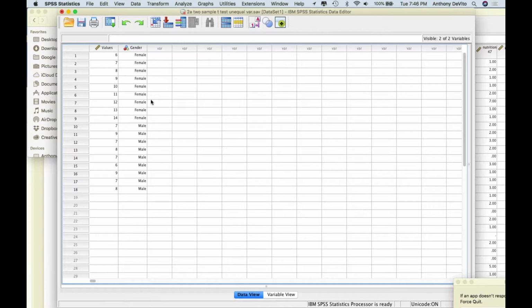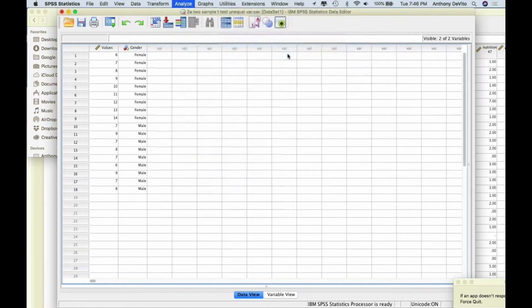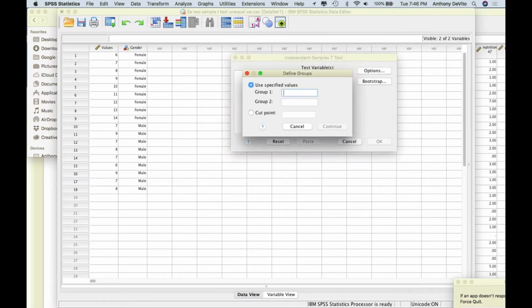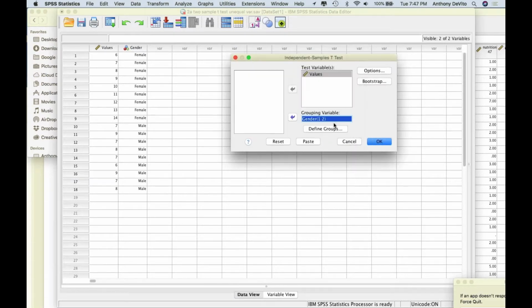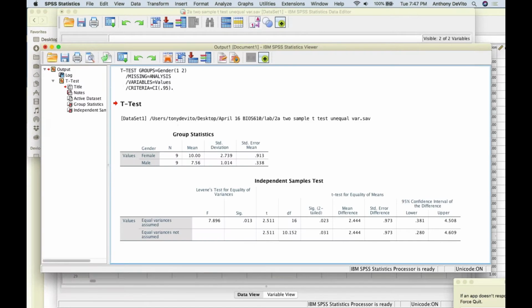Okay, so I'm going to go back here, and I'm going to say analyze, compare means, two independent samples. Put the values in here, put the grouping variable here, and define the groups. And the groups are the number 1 and the number 2. We know they represent males and females, but that's the way SPSS organizes it. I'm going to click OK. It's going to come up with an output window. Let's see what our output window tells us.